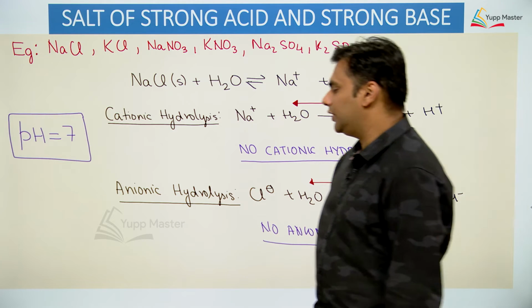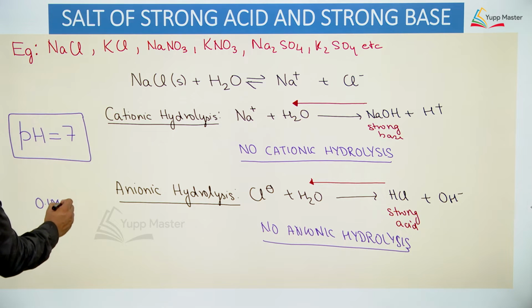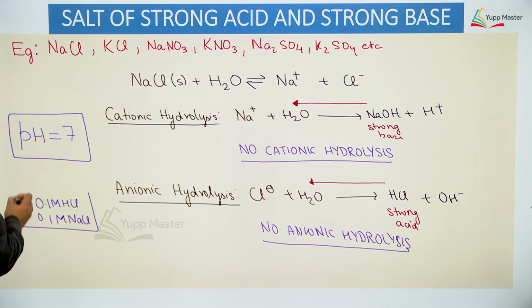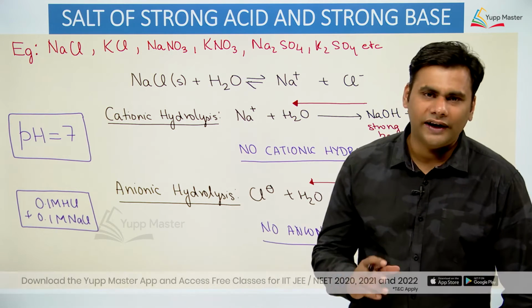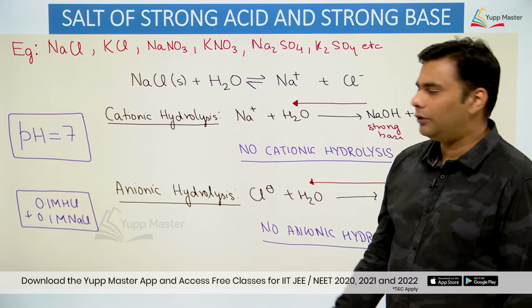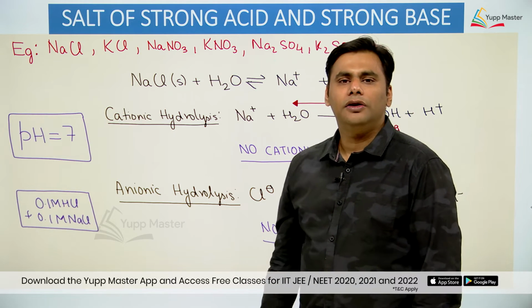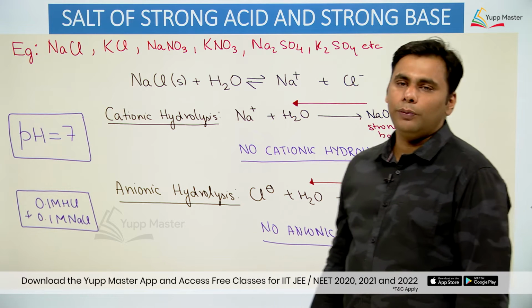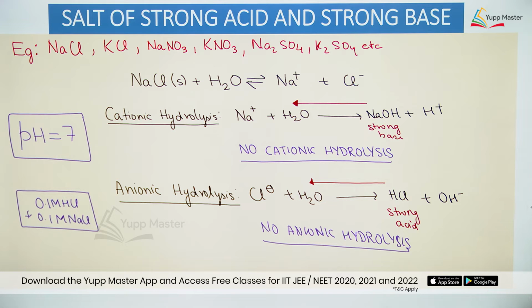Now suppose there is a question which says there is 0.1 molar HCl and 0.1 molar NaCl in the solution. So what would be the pH of this solution? Now we know that NaCl is a salt of strong acid and strong base, so this is a neutral compound. So basically the solution is having HCl which is 0.1 molar, so H plus present in the solution would be 0.1 molar, so the pH of this solution would be 1. So I hope this is clear to everyone. You can take a snapshot of this as well.